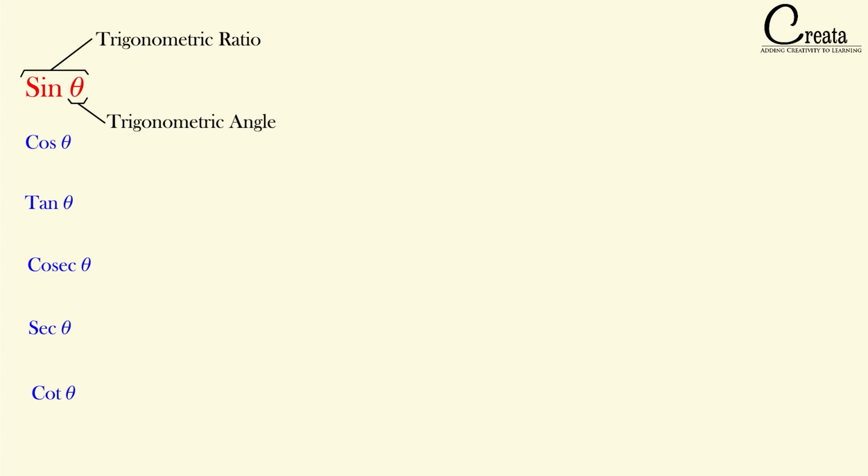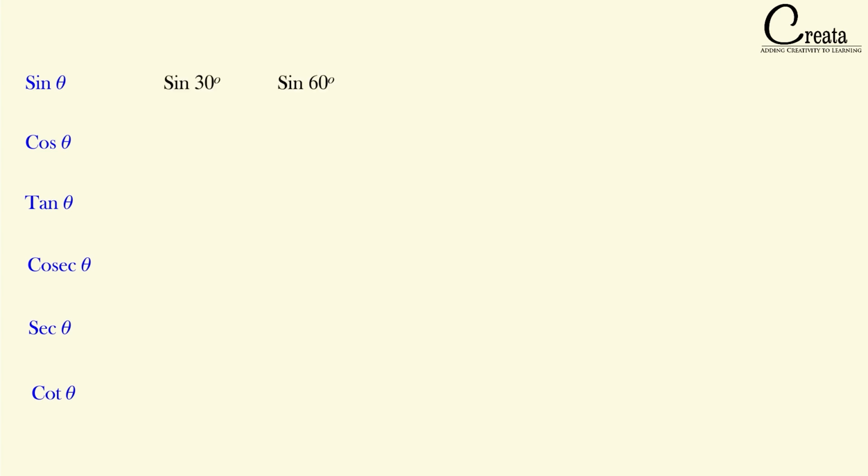In the previous lecture, we studied the trigonometric ratios. These are the 6 trigonometric ratios that we have covered: sine, cos, tan, cosec, sec and cot. Theta is a trigonometric angle, and sin theta is a trigonometric ratio. For example, sin theta can be sin 30 degree, sin 60 degree, sin 40, sin 10, anything. Further, we have also studied that the value of the trigonometric ratios for an angle is fixed.